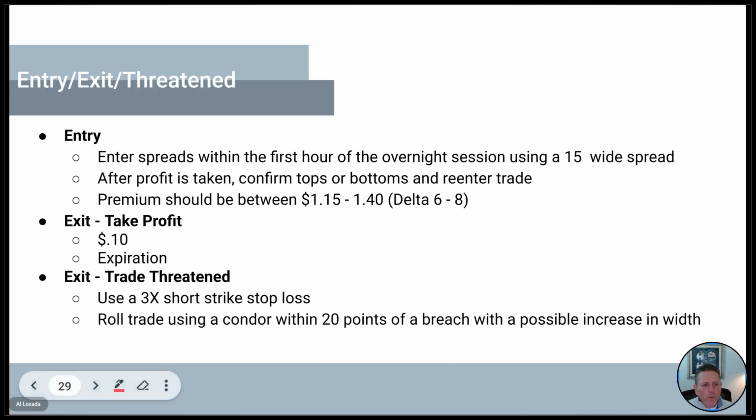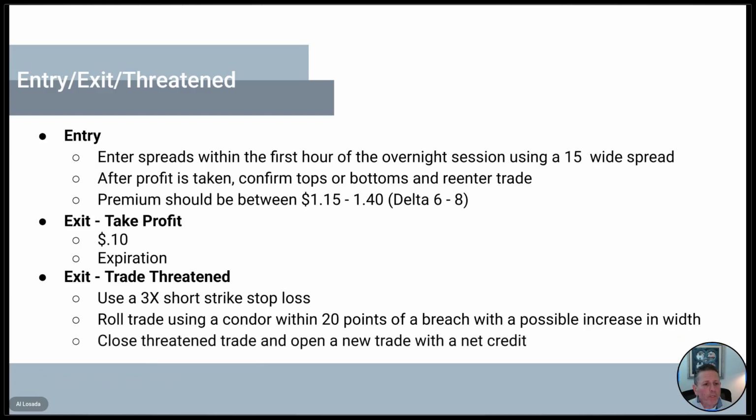All right. So rolling a trade with a condor within 20 points of a breach increases that width. All right. Okay. So you want to close that threatened trade and open a new one, and with a net credit. However, when I trade, if I get up to that 3x, I'll just close the trade and move on for the next day.